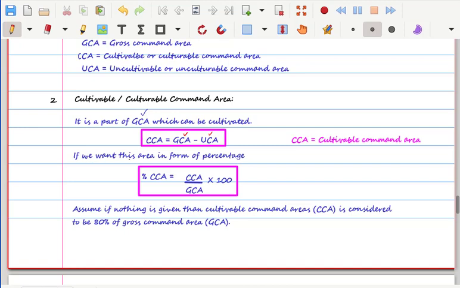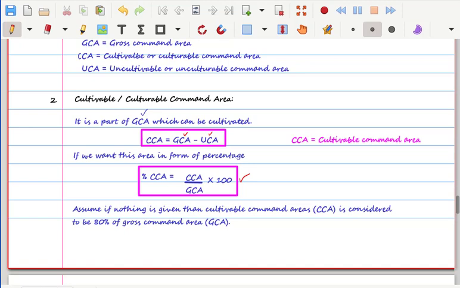If you want this area in the form of percentage, then percentage cultivable command area is going to be equal to cultivable command area divided by gross command area multiplied by 100. Got it? So you can get the cultivable command area in the form of percentage by using this mathematical form.